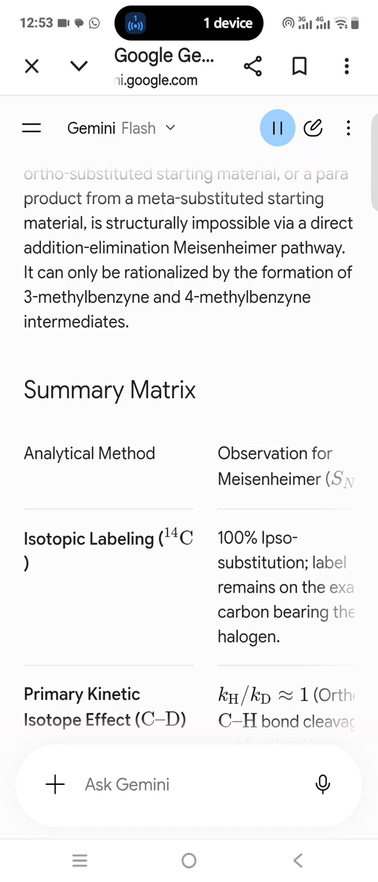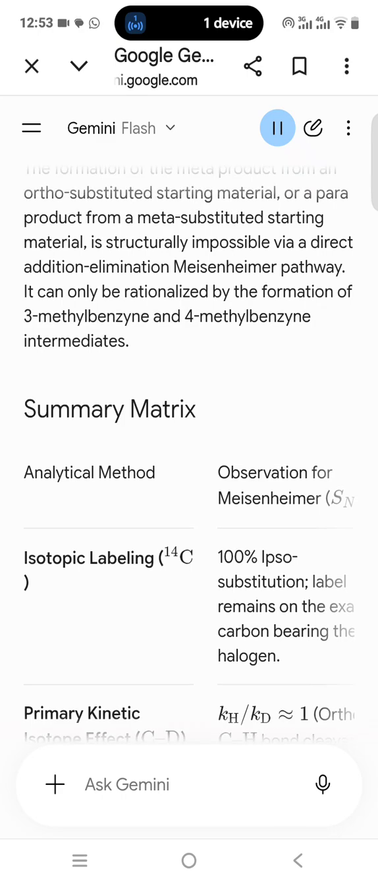Summary matrix. Analytical method, observation for Meisenheimer S_NAR, observation for benzyne. Isotopic labeling, carbon-14: 100% ipso substitution. Label remains on the exact carbon bearing the halogen. Benzyne: 50% ipso and 50% cine substitution due to a symmetrical intermediate.